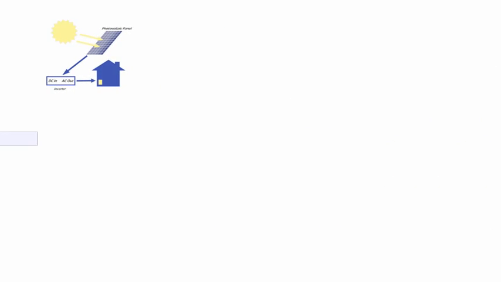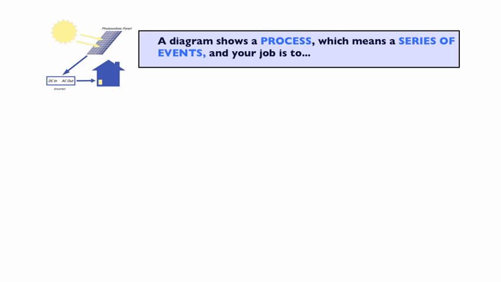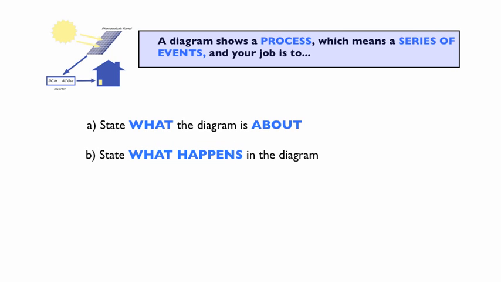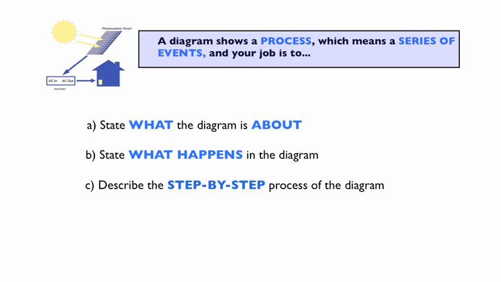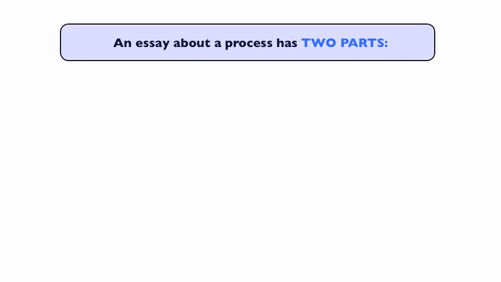A diagram shows a process, which means a series of events, and your job is to state what the diagram is about, state what happens in the diagram, and describe the step-by-step process of the diagram. An essay about a process has two parts: introduction and description.